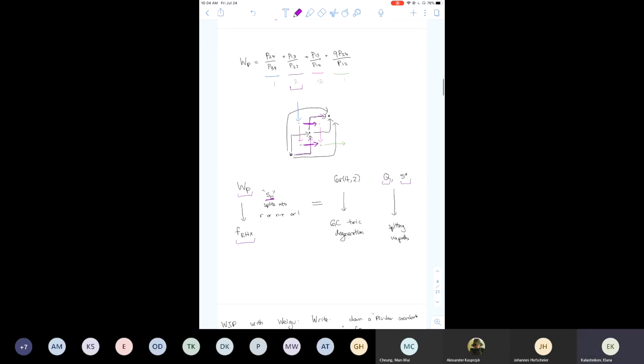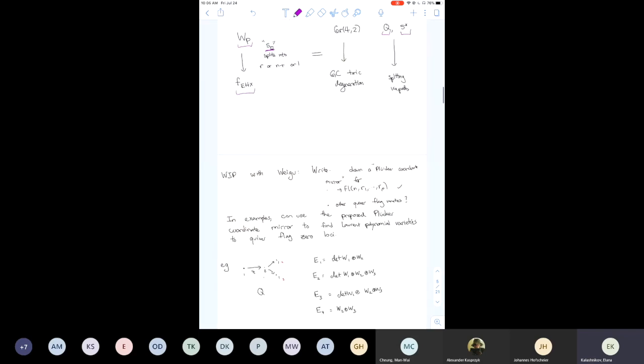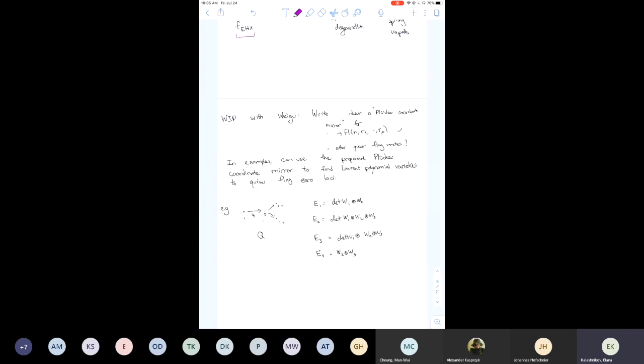And so I think I have one more minute, because I started a bit late, and I just want to say that in work in progress with Wei Gu, we are working on writing down Plücker coordinate mirrors for the flag varieties, and then also less successfully for other quiver flag varieties, but we can do this for examples. And in these examples, you can use the Plücker coordinate mirrors we're proposing to find Laurent polynomial mirrors, not just to the ambient spaces, but also to the quiver flag zero loci.